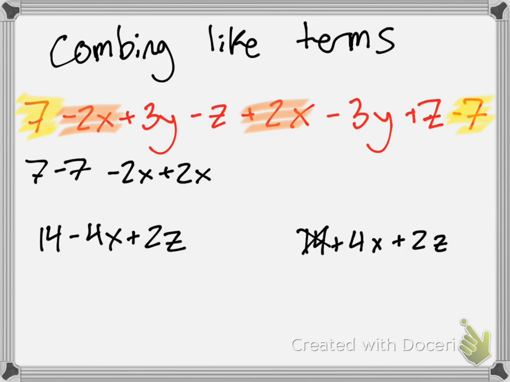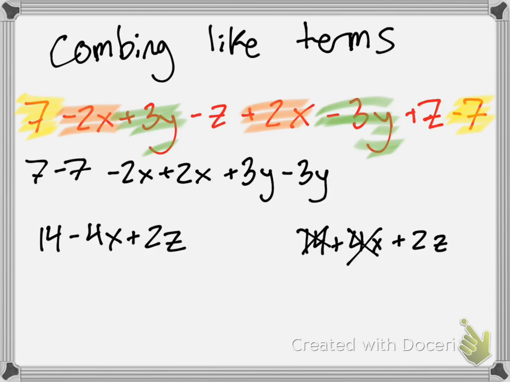So you have to pay attention to the operation in front of it, right? So now Izzy has decided to cancel out that 4x and left us with 2z. So let's see, our next one that we have here, we have plus 3y minus 3y. Like I said, we always need that operation. So plus 3y minus 3y. And then lastly, we have minus z plus z.